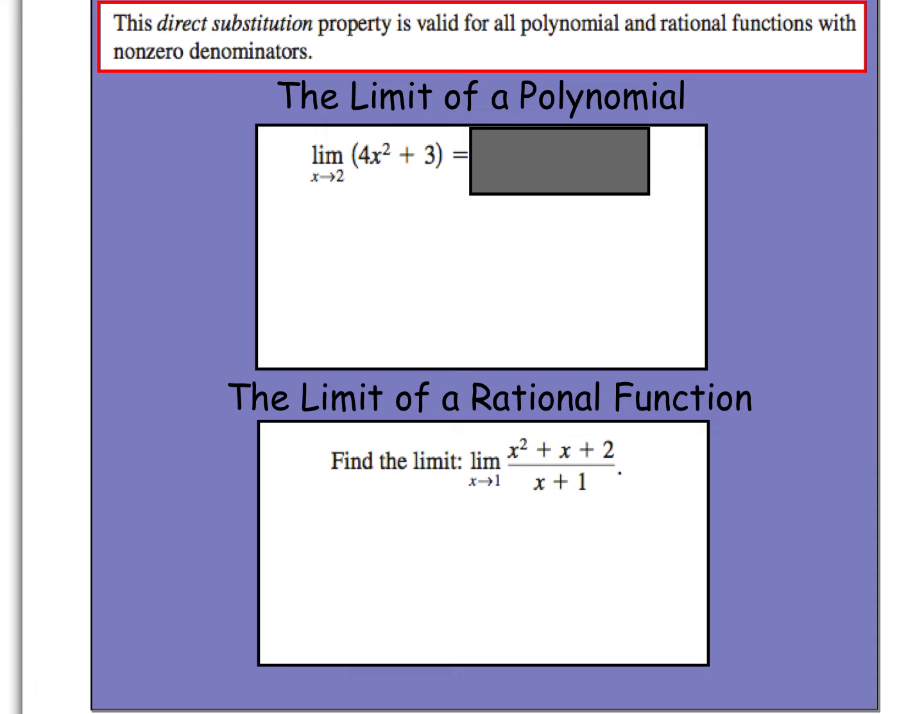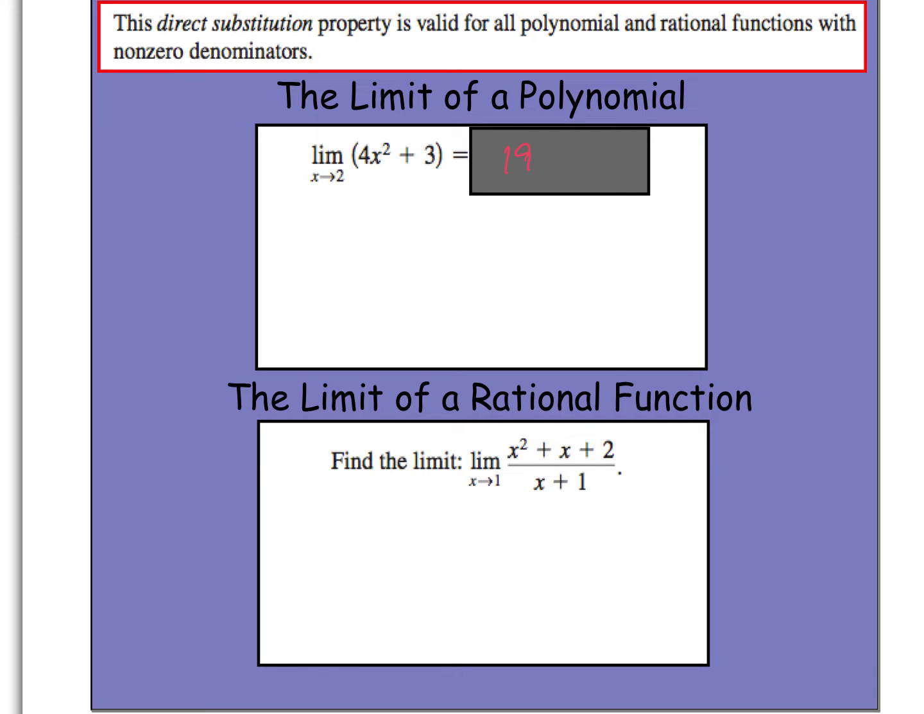Here we go. The limit as x approaches 2 of 4x squared plus 3. Again, what do I try to do first? I direct substitute. Let's see if it works. I substitute in 2, so now I end up with 4 times 2 squared. 2 squared is 4, 4 times 4 is 16, 16 plus 3 is 19. I end up getting 19. If you had to show your work, that's fine. I'm cool with it.